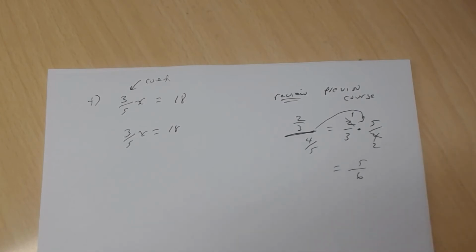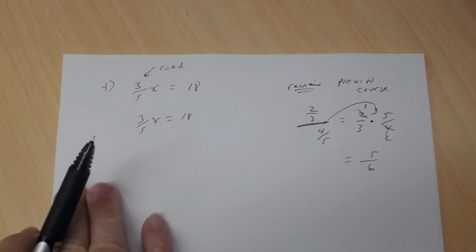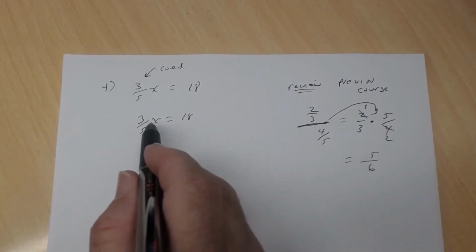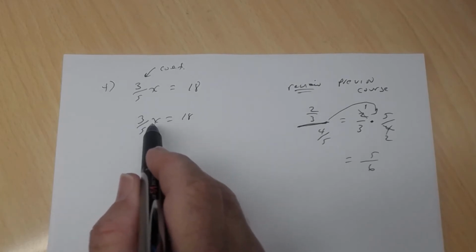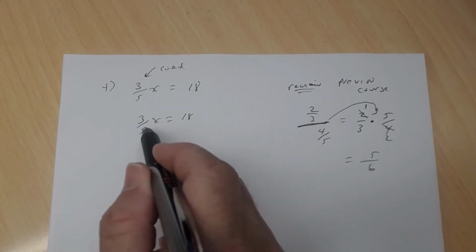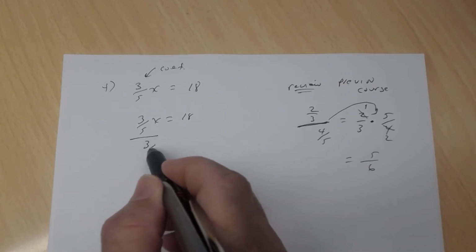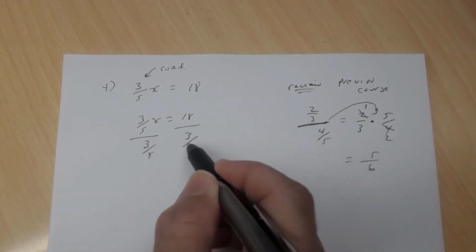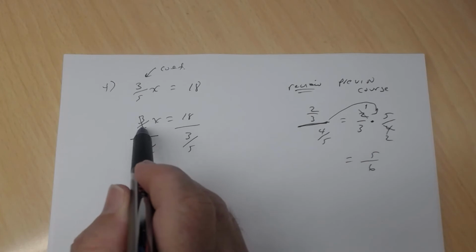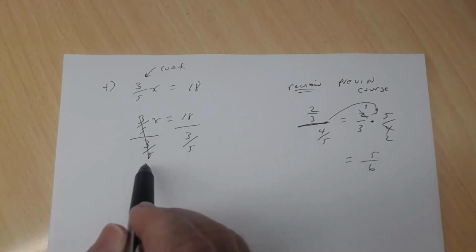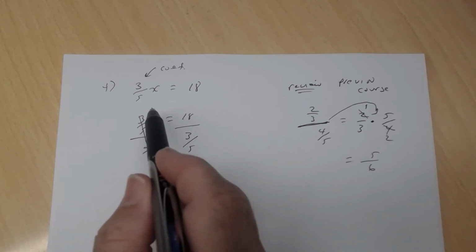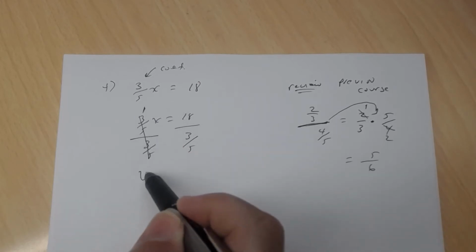Okay, all right, so now let's look at this. Again, right now my coefficient is 3/5, so this says 3/5 times x. The opposite of multiplying by 3/5 is to divide by 3/5. So this is what it looks like, divide by 3/5. And then remember, 3/5 divided by 3/5 is 1. Anything divided by itself is 1 as long as you're not dividing by 0. 1 times x is x.